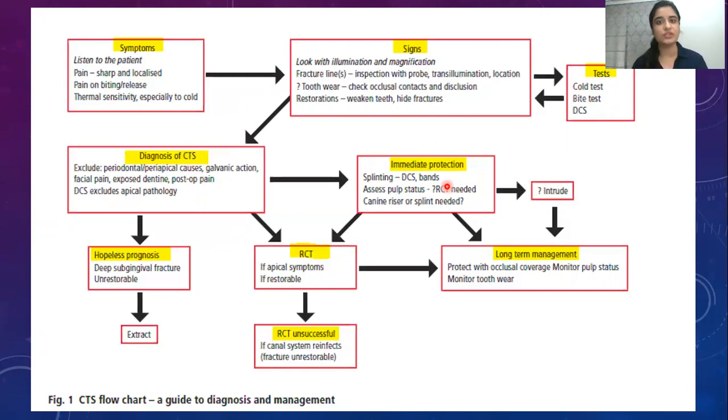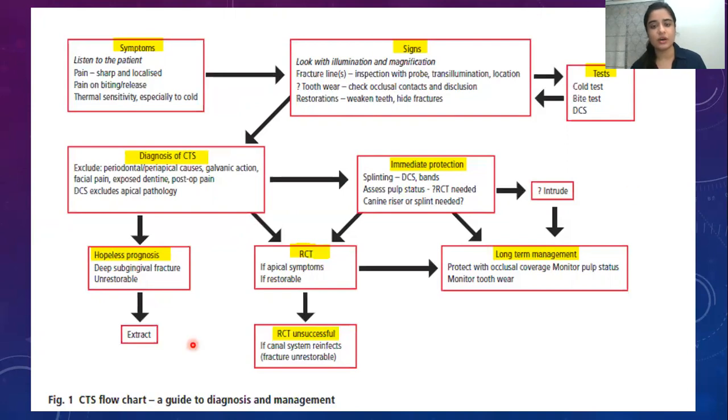If you do not give it, the fracture line is going to progress, and if the prognosis initially is favorable, later on it will become unfavorable. So assess the pulpal status and accordingly we can give immediate protection. If you're going to start with the root canal treatment, in the same appointment make sure you secure it with an orthodontic band, a stainless steel band, and then you start with the root canal treatment after releasing the bite. If there is a deep subgingival fracture and it's unrestorable, then naturally the prognosis is hopeless.